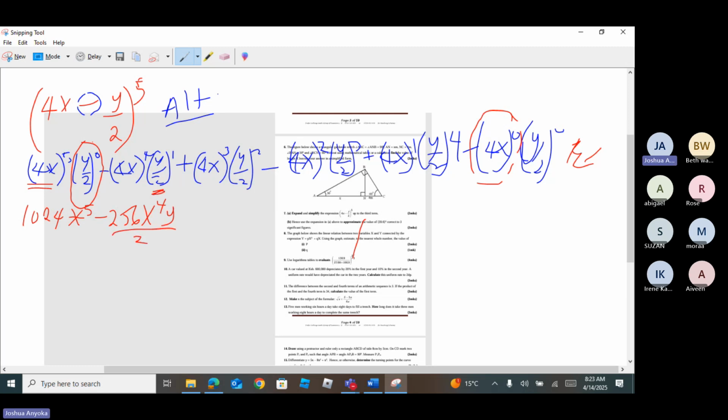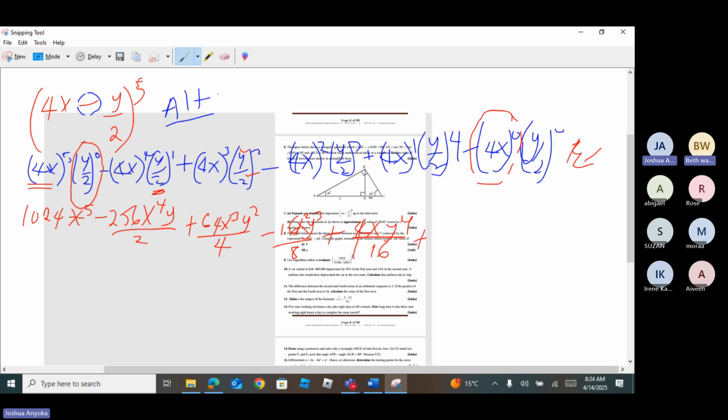Are you seeing these two here? Yes. Plus 4 cubed is 64, x cubed, y squared over 4, because of y squared and 2 squared, minus 4 squared is 16, y cubed over 8, plus 4x, x y power 4 over 16.